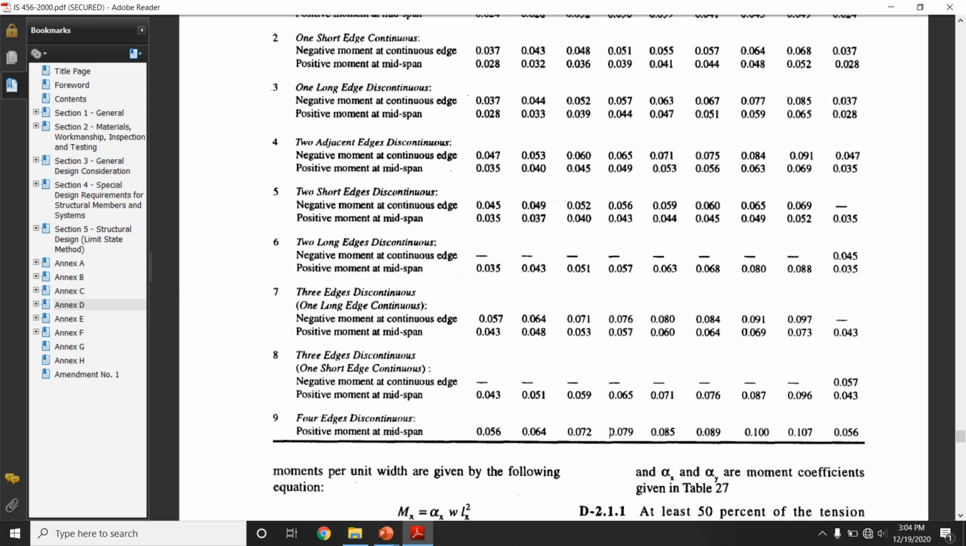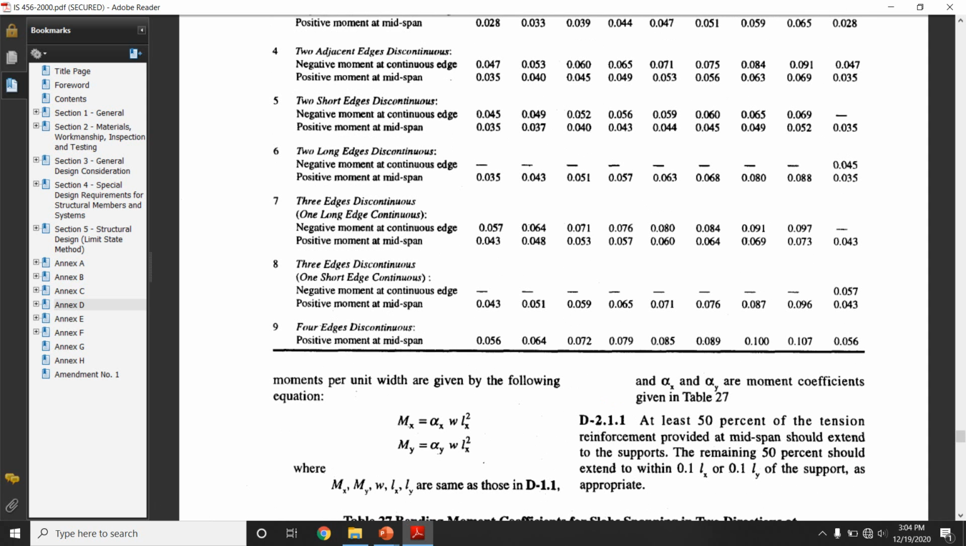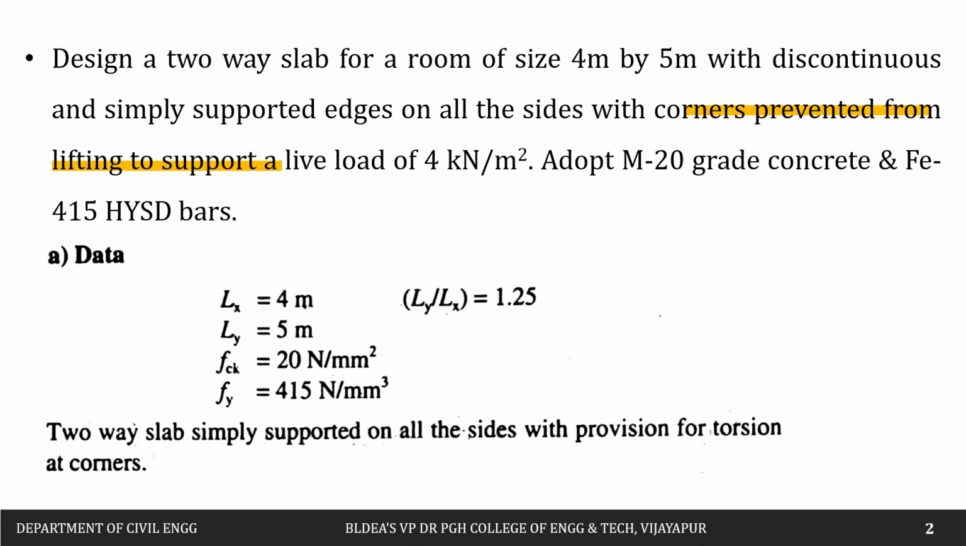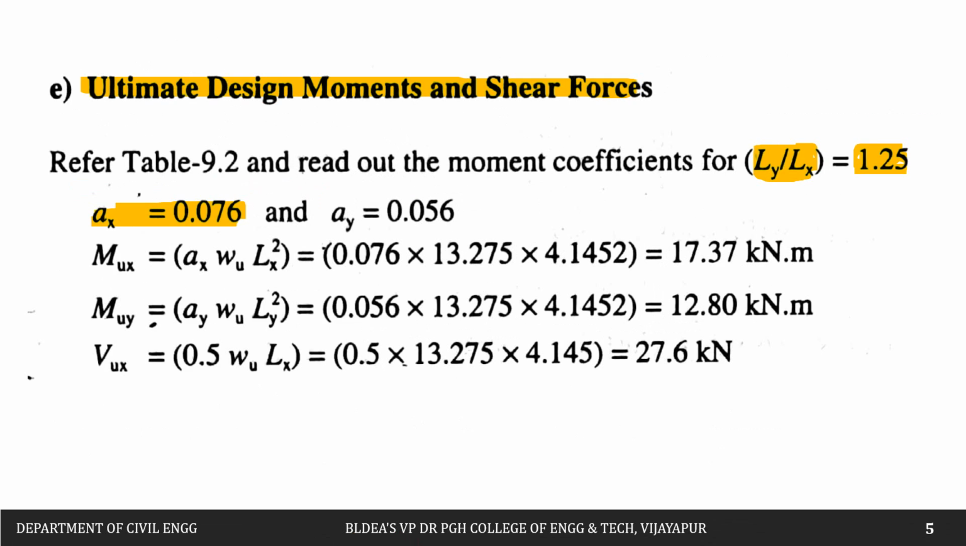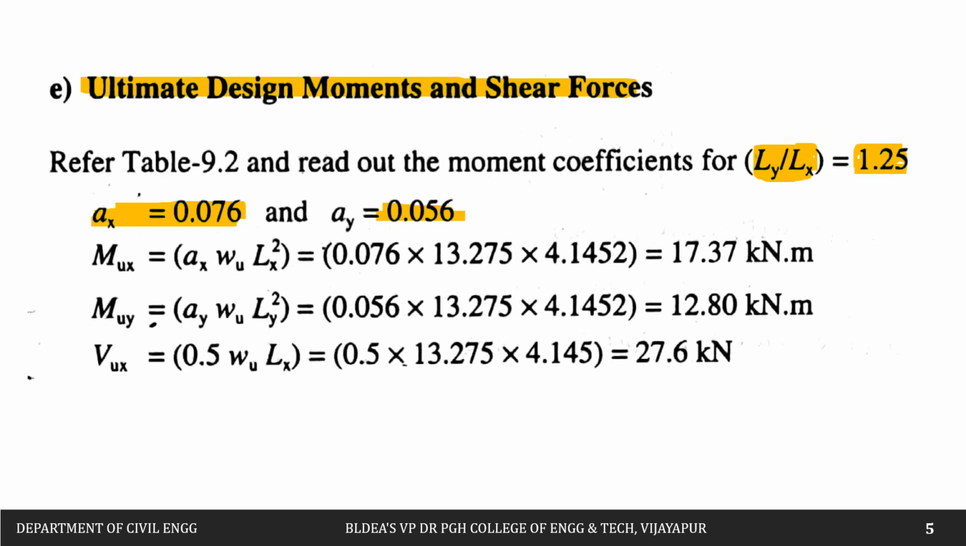Somewhere in between these two we are going to have the value, that is positive moment at mid span, alpha x value. So this will be the alpha y value. You can see here now alpha y value, that is for the longer span. It will be 0.056 and 0.076, somewhere in between these two. If you interpolate, you will get the answer.